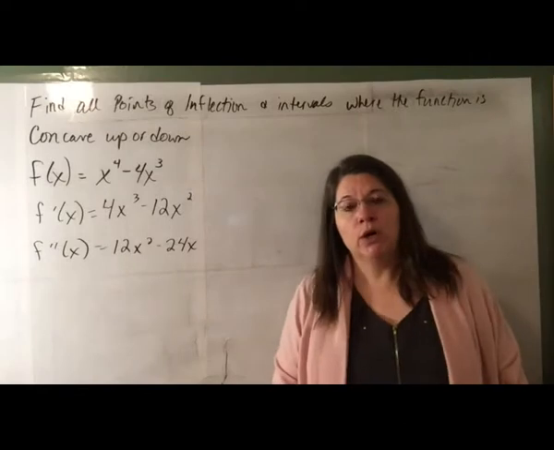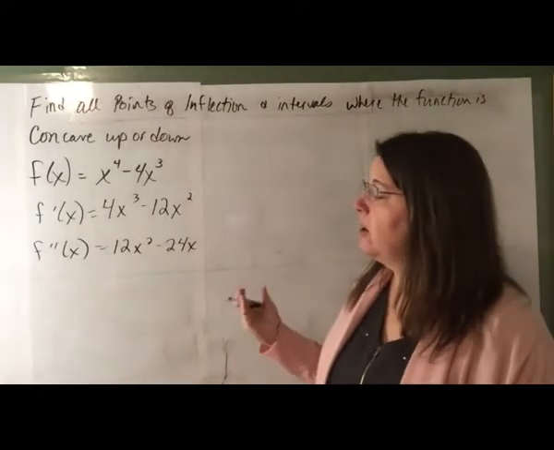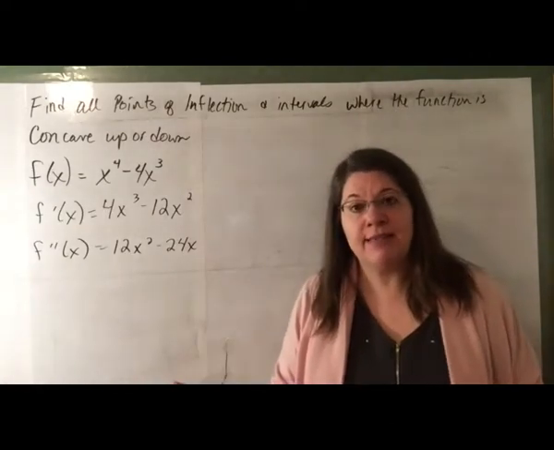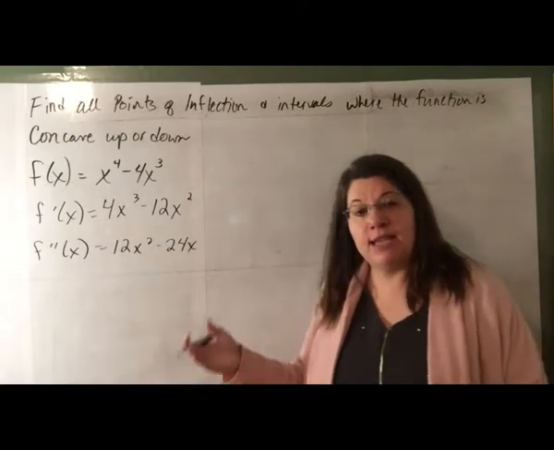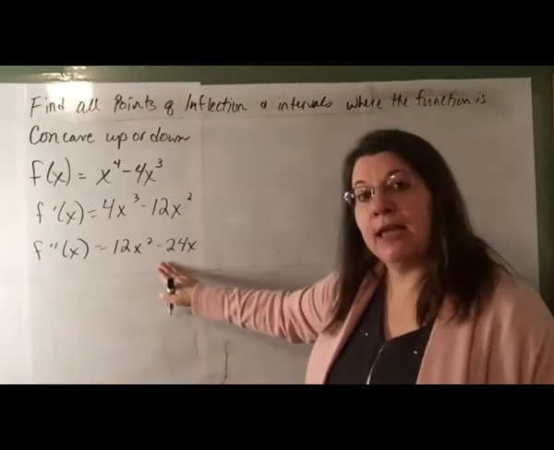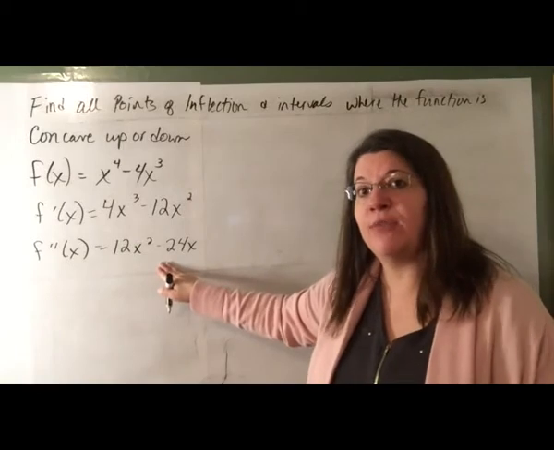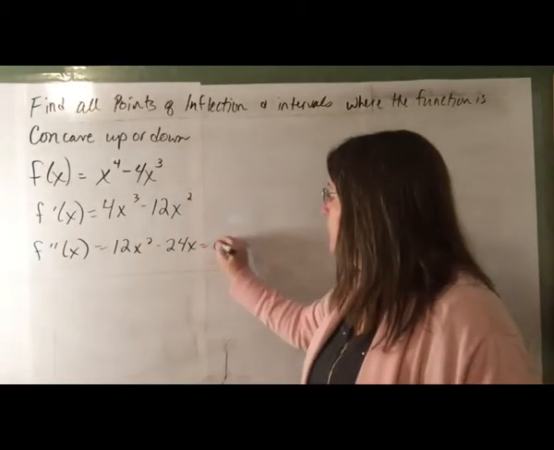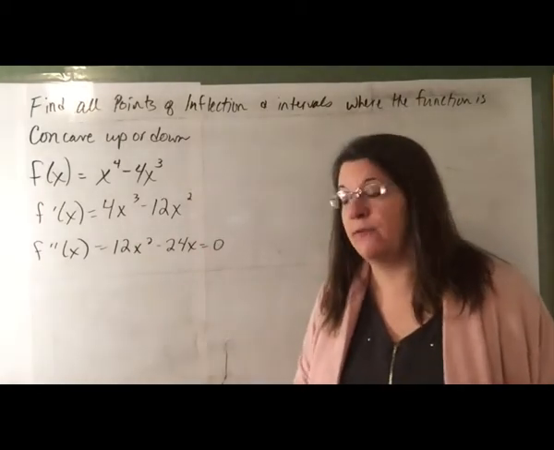Just like before, when I was finding where the function was increasing and decreasing, I set the first derivative equal to 0. To test for concavity, I set the second derivative equal to 0. So a lot of these methods are going to be the same. You're just doing them with the second derivative instead of the first.